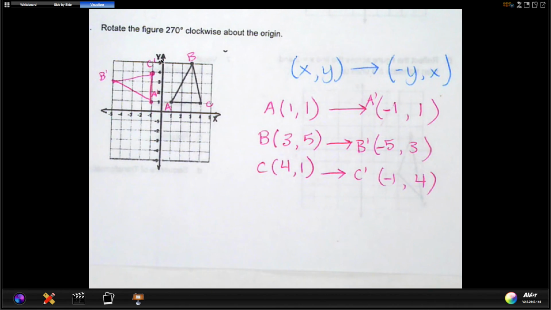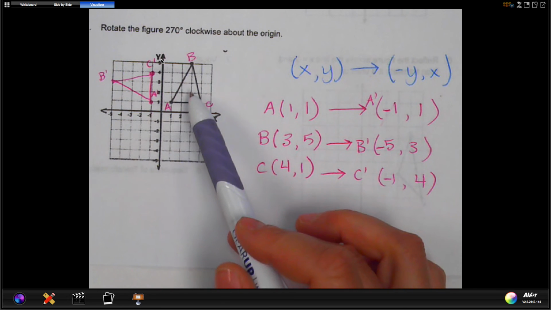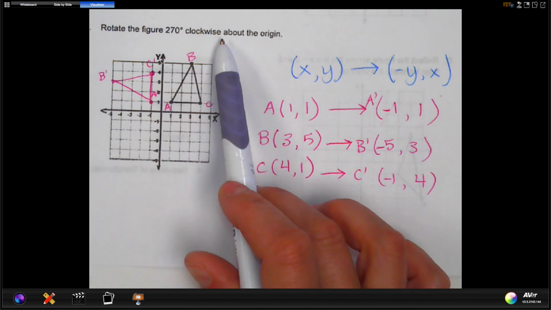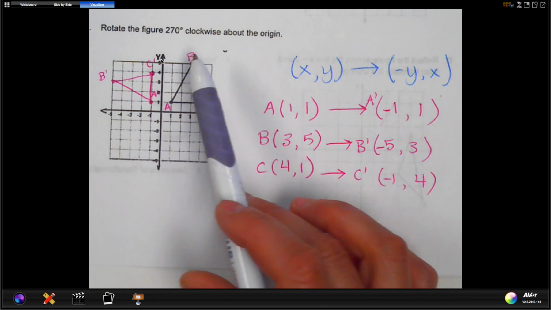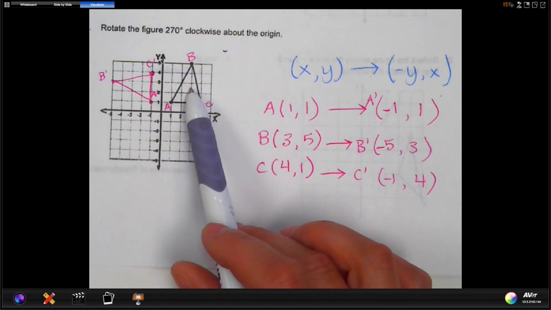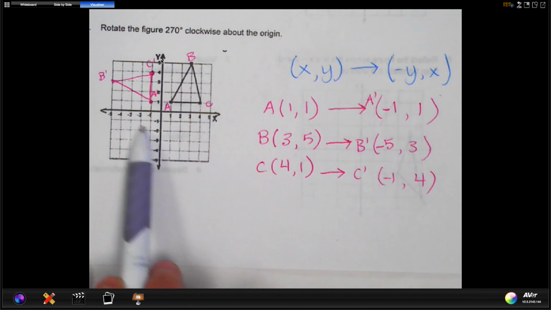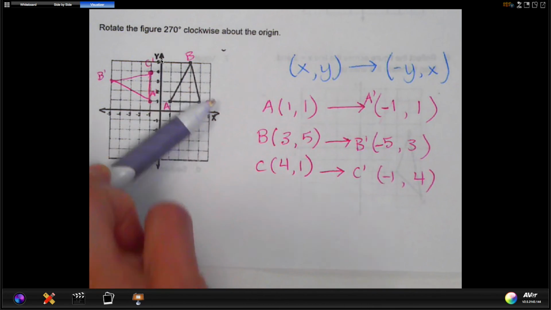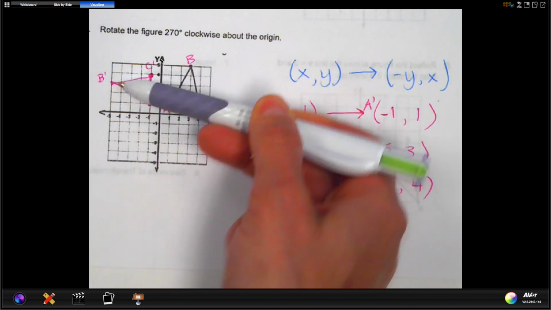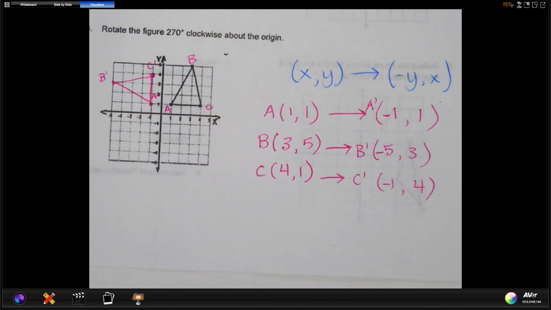It should look as though you jumped this guy 270 degrees clockwise. Well, 270 degrees, don't forget, is going to be 3 quadrants. And clockwise means we're going with the clock. So it should look like we rotated this guy 1, 2, 3 quadrants, and it absolutely does. Okay, great. That's our first half of our review.